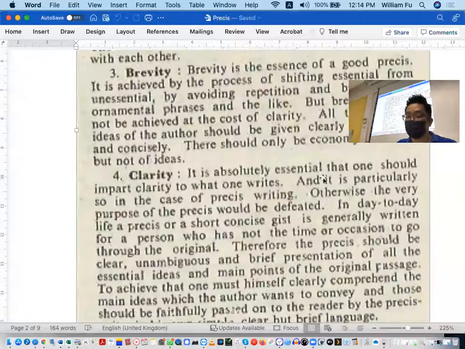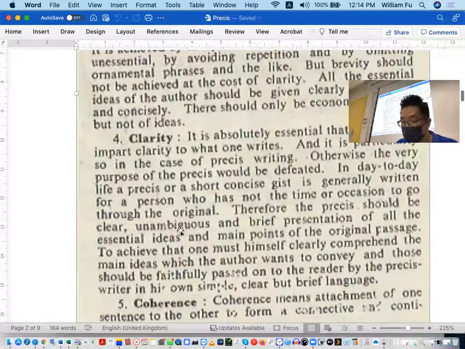Clarity. It is absolutely essential that one should impart clarity to what one writes, and it is particularly so in the case of précis writing. Otherwise, the very purpose of the précis will be defeated. In day-to-day life, a précis or a short, concise gist is generally written for a person who has not the time or occasion to go through the original. That's why you're writing this for your boss. Therefore, the précis should be a clear, unambiguous and brief presentation of all the essential ideas and main points of the original passage. To achieve that, one must himself clearly comprehend the main ideas which the author wants to convey, and those should be faithfully passed on to the reader by the précis writer in his or her own simple, clear but brief language. That's why you can't copy.